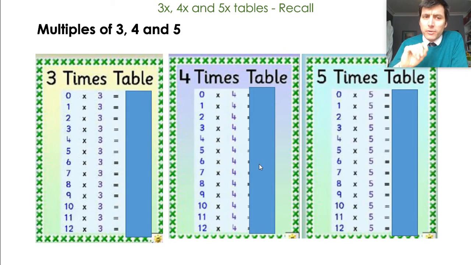So you're looking, for example, at the first one, the two factors of 0 and 3. So 0 times 3 are the two factors. What's the product? Just write down the products, just write down those multiples of 3, then those multiples of 4, then those multiples of 5. Pause the video now, give yourself 3 minutes. Go.